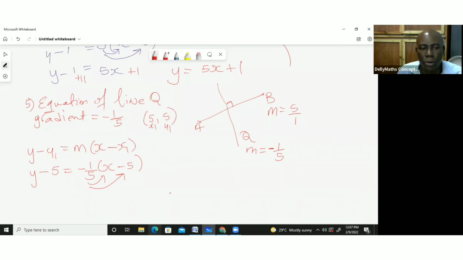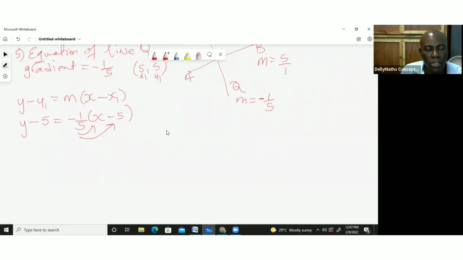So we want to write back our y minus 5 right now. We're going to distribute this -1/5 inside the bracket. In doing so, we'll have -1/5 with x. And then -1/5 multiplied by -5: a negative and a negative becomes a positive. So we'll have a positive here definitely because of the two negatives. So it's 1/5 times 5, and we see where we are getting a 1 at the end there.